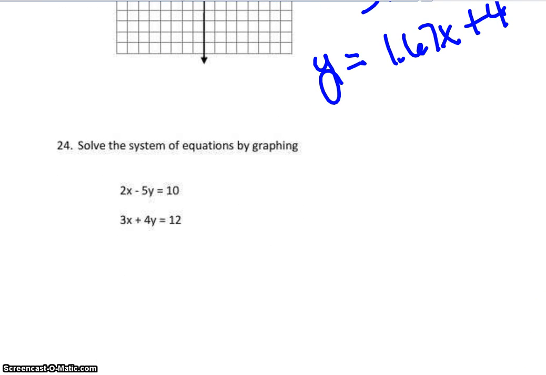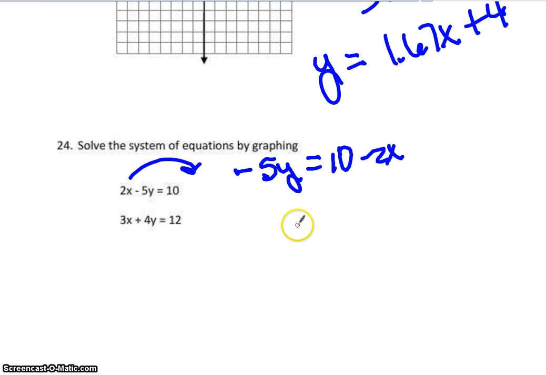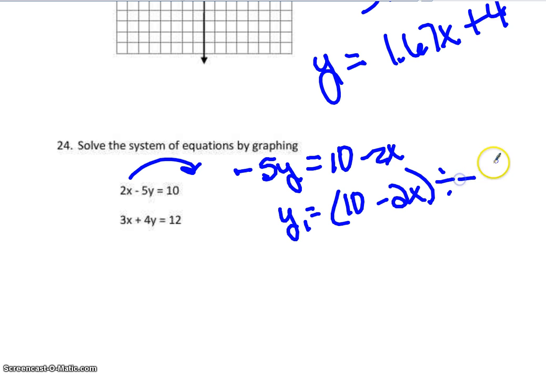Solve the system of equations by graphing. You've got to get y by itself, so you can put it in your calculator. So you're going to move that 2x, and you get negative 5y equal to 10 minus 2x. Everything gets divided by negative 5. What I would do is at y1, I would put open 10 minus 2x close divided by negative 5.